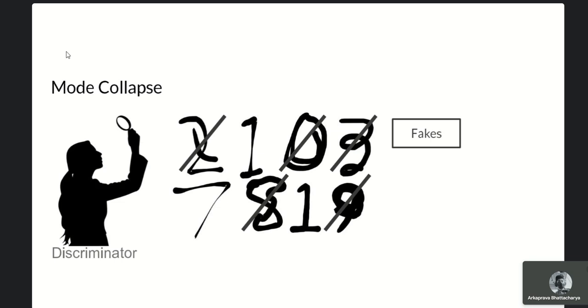And this information is passed to the generator. The generator sees this, looks at the feedback from the discriminator, and gets an idea of how to fool the discriminator in the next round.